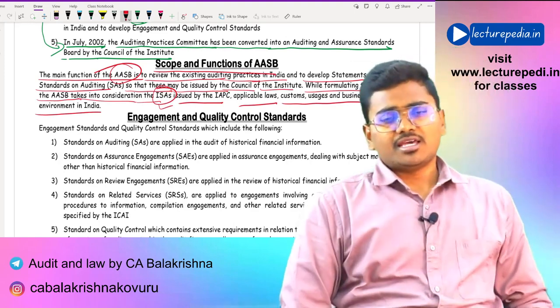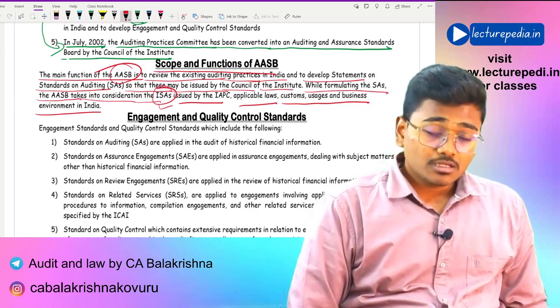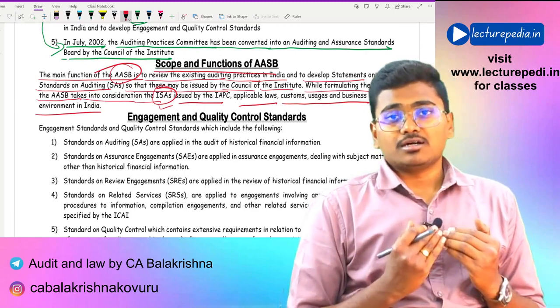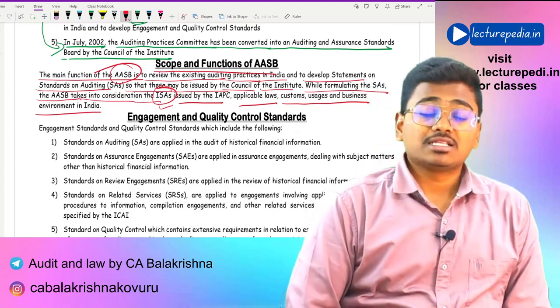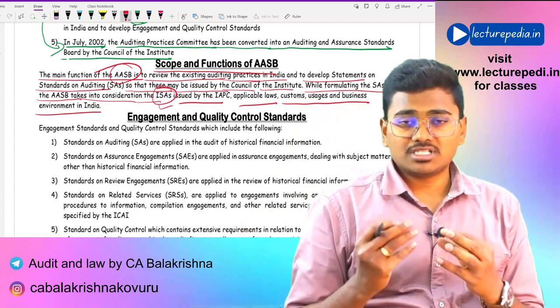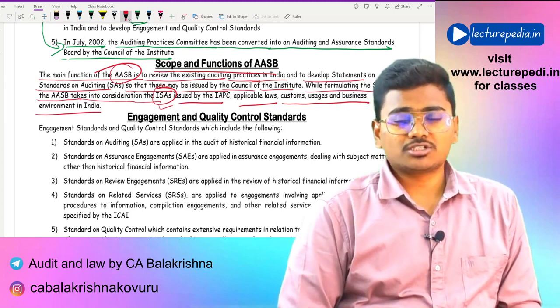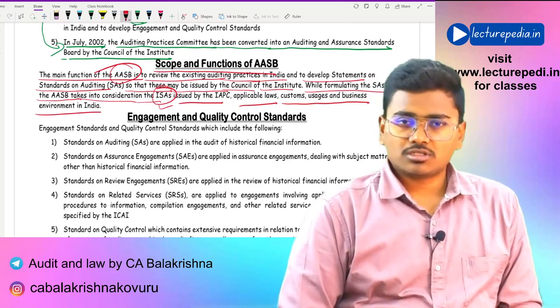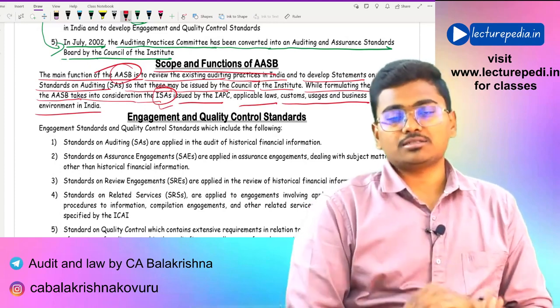The AASB, before developing any standard, should thoroughly verify the present situation in India, and it should also verify whether there is any international standard on auditing that has been developed on the same matter. All this has to be checked by the board, and based on that it has to prepare a standard on auditing for that respective matter.